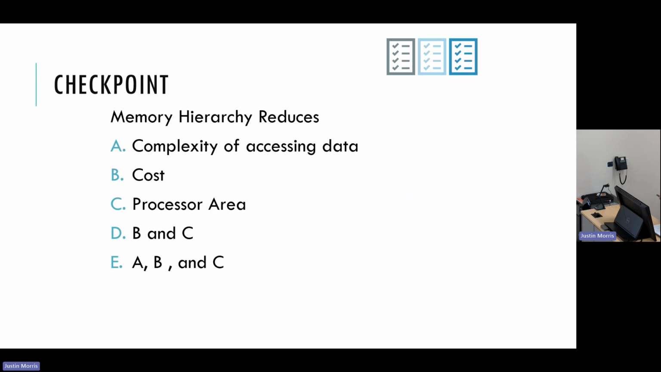Okay, so I think you guys are mostly done with this discussion. So again, let's go through this one at a time. Complexity of accessing data. Does this memory hierarchy reduce the complexity? I see yeses and nos. So what do the nos think?